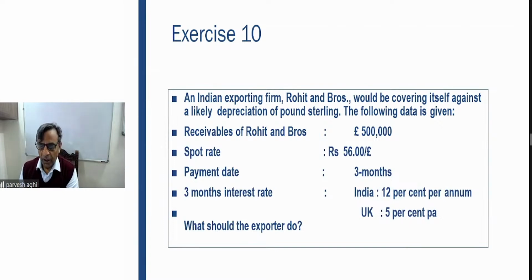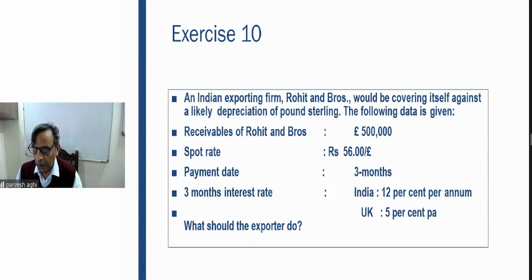Look at this question. An Indian exporting firm, Rohit and Brothers, would be covering itself against the likely depreciation of pound sterling. The following data is given. Now there's a company called Rohit and Brothers. They are exporting goods to England in pound sterling. And if the pound sterling appreciates, they make money. But if the pound sterling depreciates, they're going to lose money. So they would like to hedge their position. Now, the receivable of Rohit and Brothers is 5 lakh pounds. This is the money which they're going to get after 3 months.